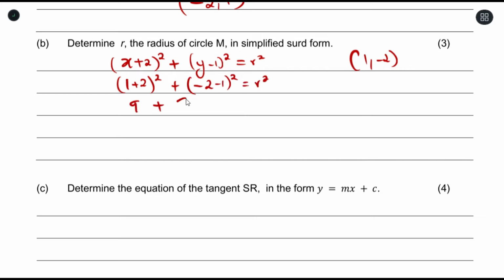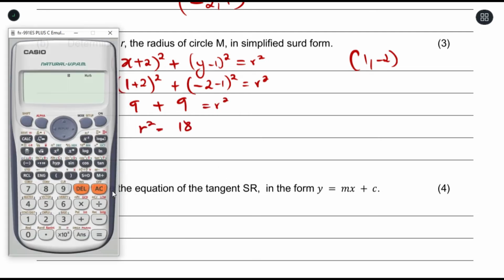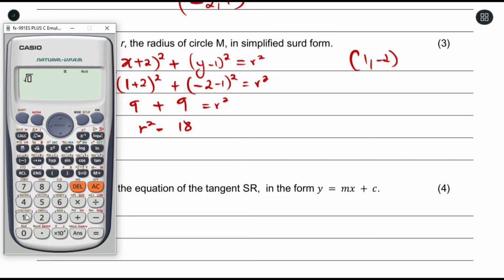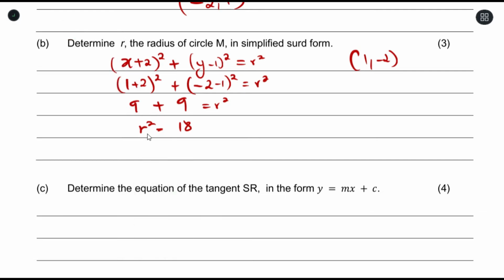So if I substitute that, this is what I'm going to get. It's 9 plus 9, so r squared is equal to 18. To get r, we just need to square root it. The square root of 18 gives you 3√2. So we can say our radius is 3√2 units.